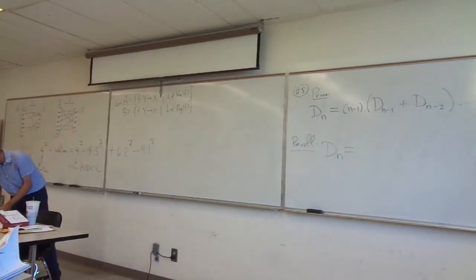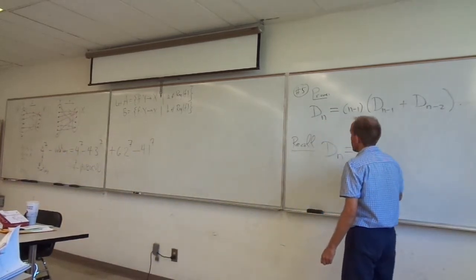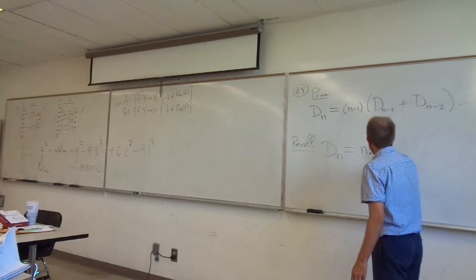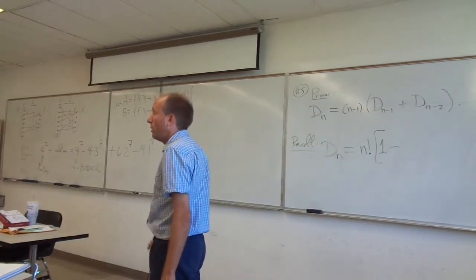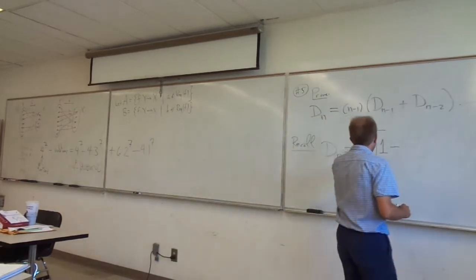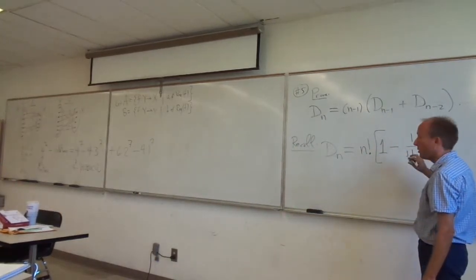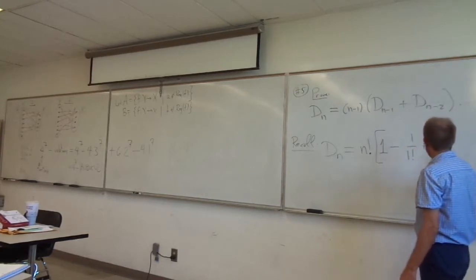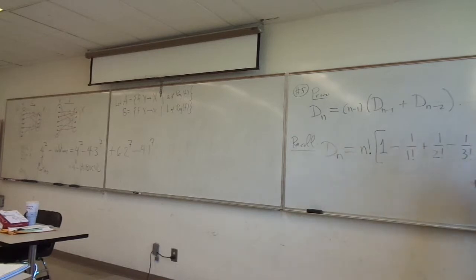It's just inclusion-exclusion. So you take the total number of permutations of n objects, that's n factorial, and then you factor it out and subtract away from that n factorial. So it's n factorial times 1, minus 1 over 1 factorial, plus 1 over 2 factorial, minus 1 over 3 factorial, an alternating sum, right?